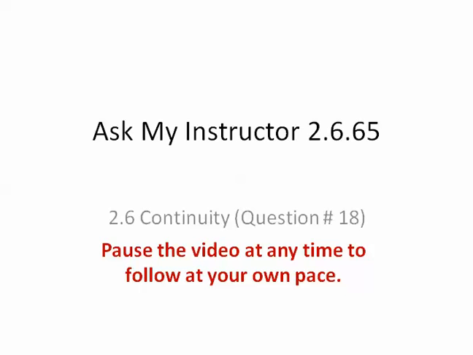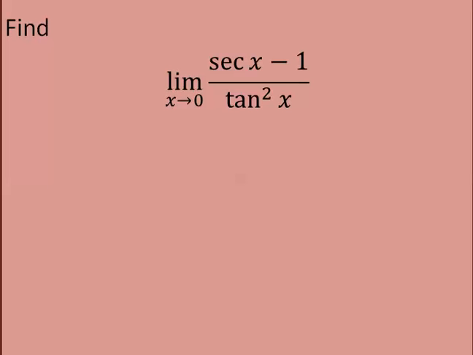2.6.65. Find the limit as x goes to 0 of secant x minus 1 over tangent squared x. Notice that as x approaches 0, both the numerator and the denominator are approaching 0 as well.